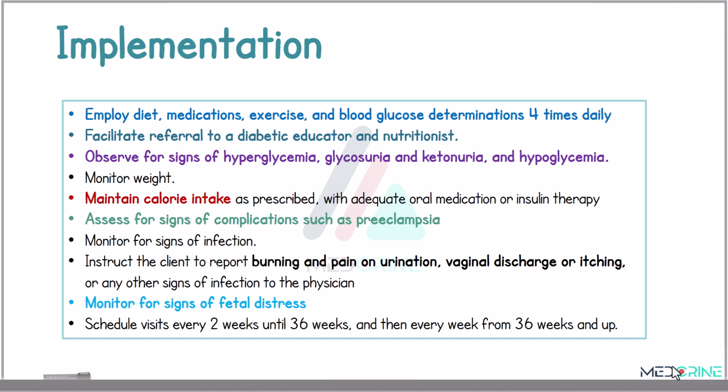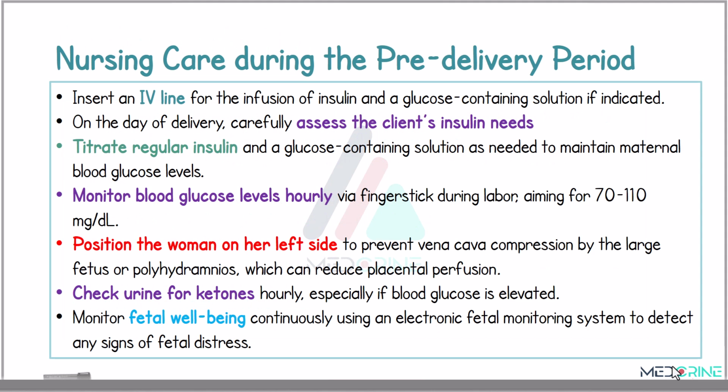We maintain a caloric intake as prescribed by a nutritionist with an adequate oral medication or insulin therapy. We assess for signs of complications, for example, preeclampsia. Monitor for signs of infections, as these patients have a higher tendency of developing infections. Instruct these clients to report any burning and pain on urination, vaginal discharge, or itching, or any other signs of urinary tract infection. We need to monitor for signs of fetal distress. We schedule the visits every 2 weeks until they are 30 weeks of gestation, and then every week from 36 weeks upwards.